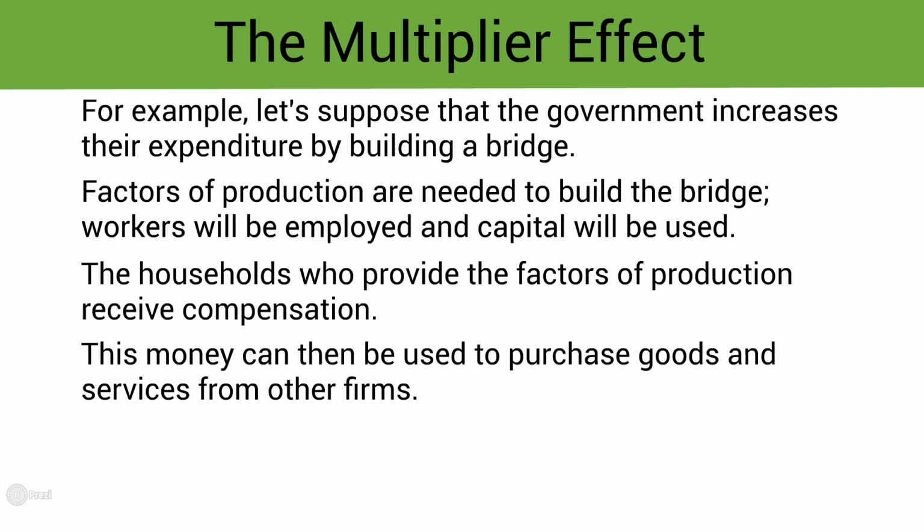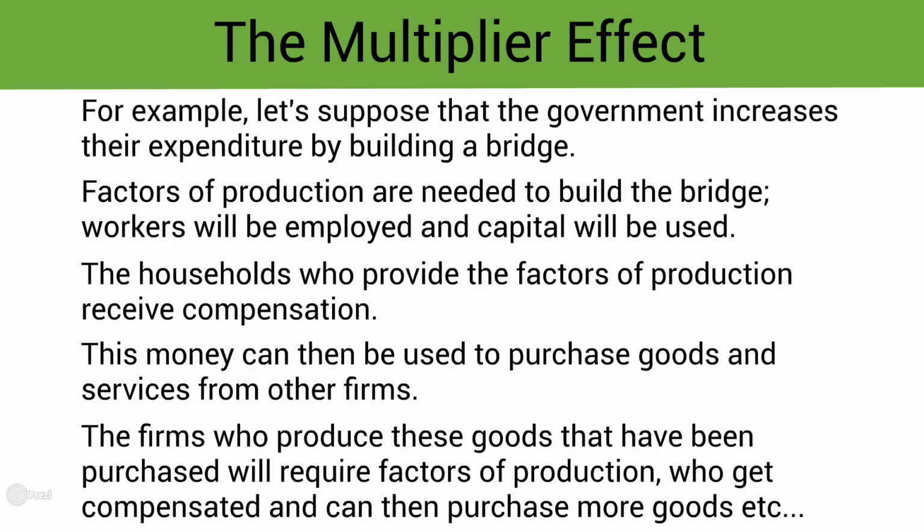This money can then be used to purchase goods and services from other firms. The firms who produce these goods that have been purchased will require factors of production to make them. These factors of production then get compensated, and the households who own these factors of production can then purchase more goods. And this continues to flow round.